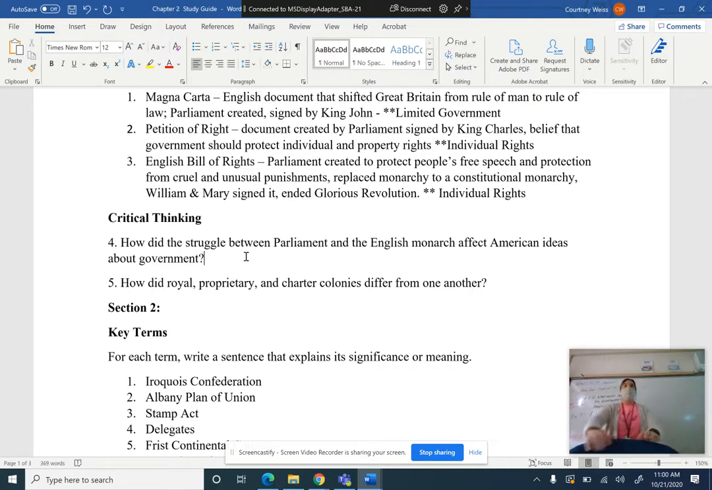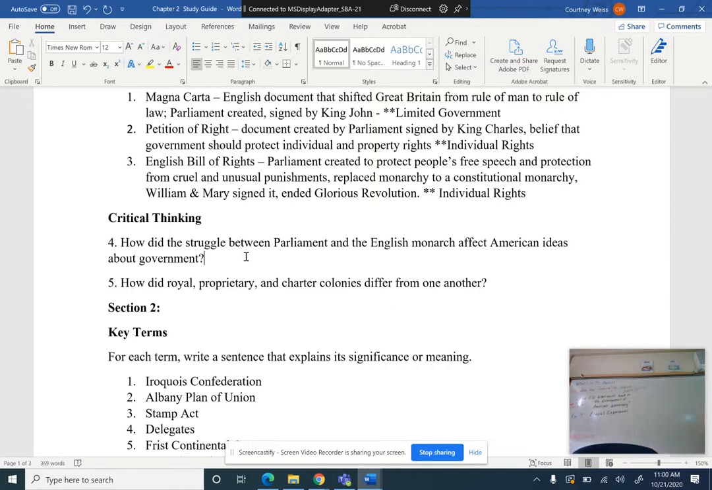Go ahead, Zoe. So I actually didn't write anything down, so I think Parliament, like, how do I say this? American ideas were influenced by Parliament because with the Articles we created a new government, meaning that our government didn't have that much power because of what we saw in England. So therefore, we made our government weak. Excellent. Awesome. So that's exactly what I was looking for.